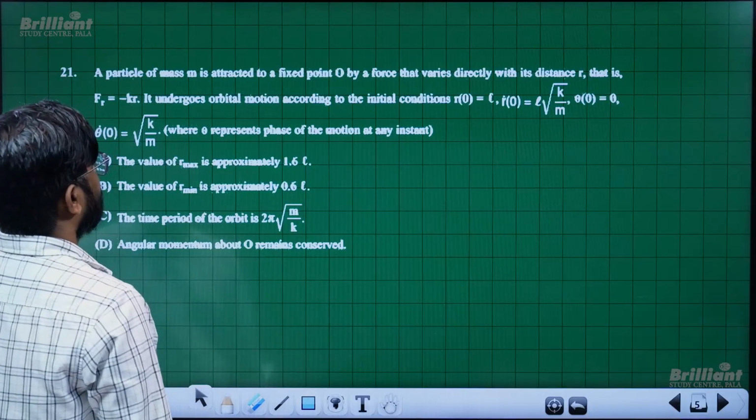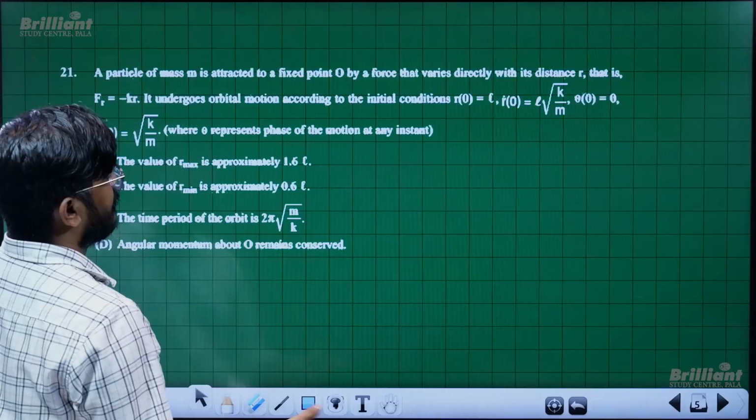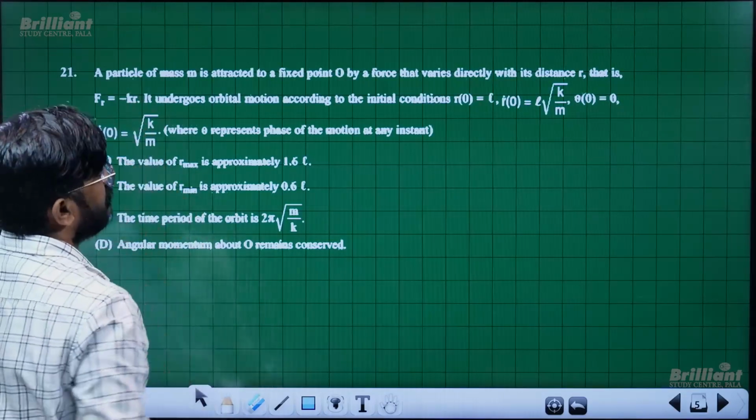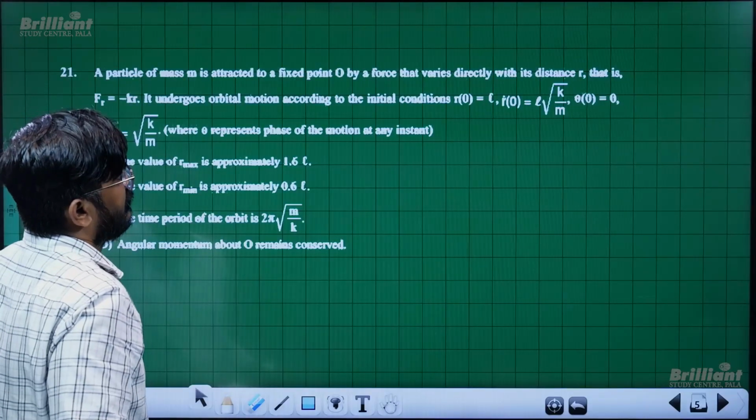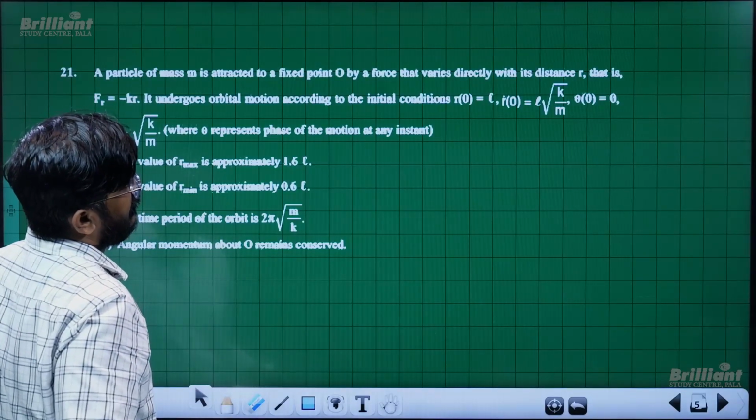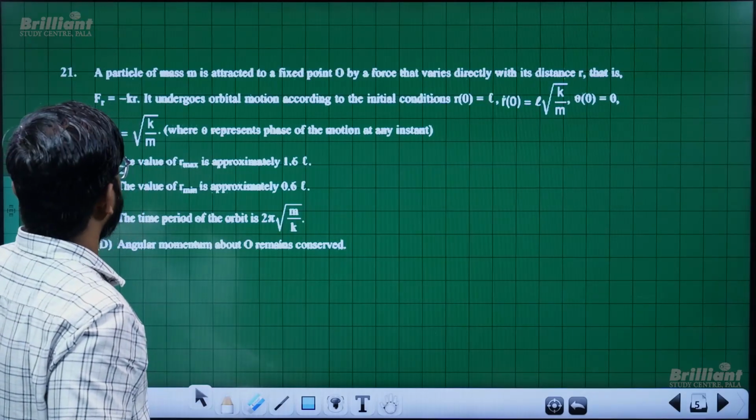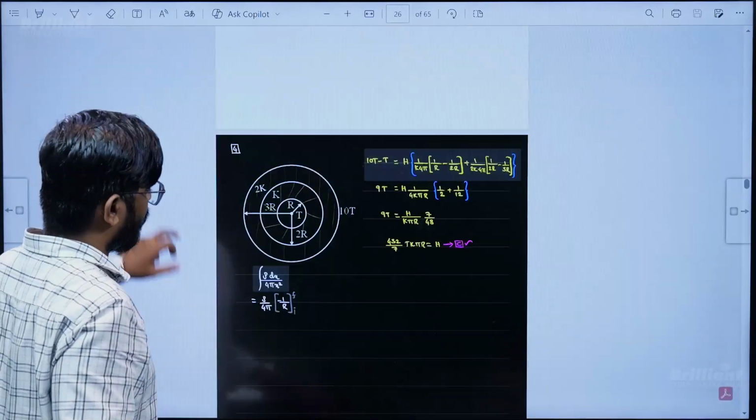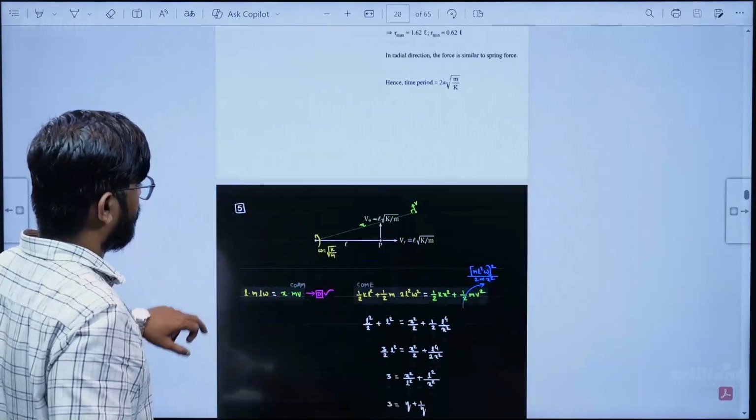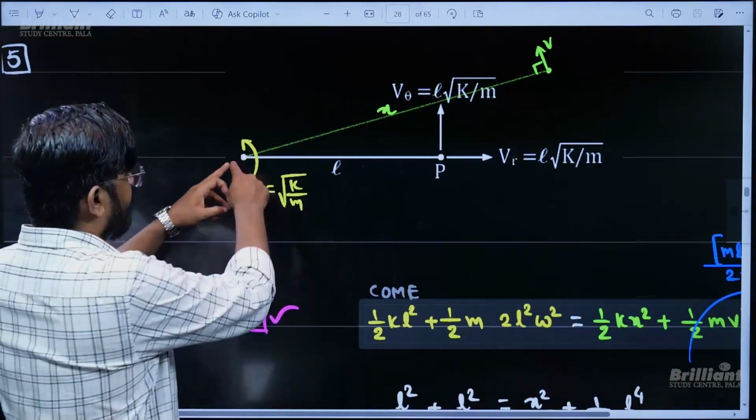A particle of mass m is attracted to a fixed point O by a force that varies linearly with distance, that looks like spring force. It undergoes orbital motion according to the initial conditions. R of 0 is L and R dash of 0 is that much, and theta of 0 is 0 and theta dash is root K by m. So if I want to represent everything they have given here, it may look like this.